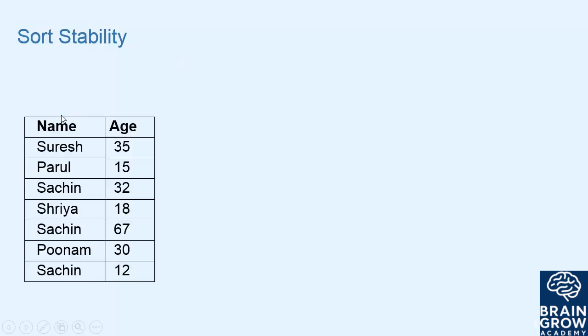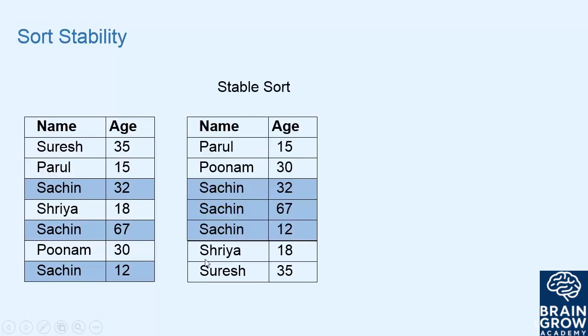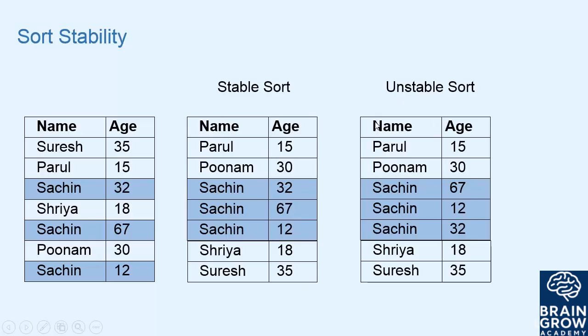Now, data to be sorted can have duplicate elements, and a stable sorting algorithm will maintain the relative order of these duplicate elements, while an unstable sorting algorithm might change the relative order of duplicate elements. Now, suppose we have to sort these records based on name. We can see we have 3 duplicate records. This is the output given by a stable sort, and this is the output given by an unstable sorting algorithm.